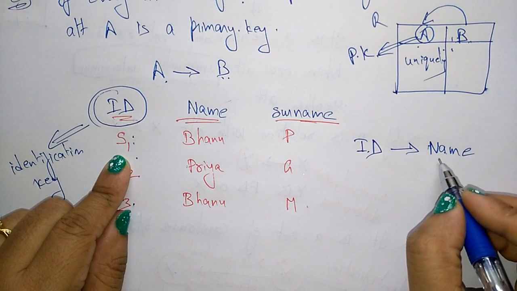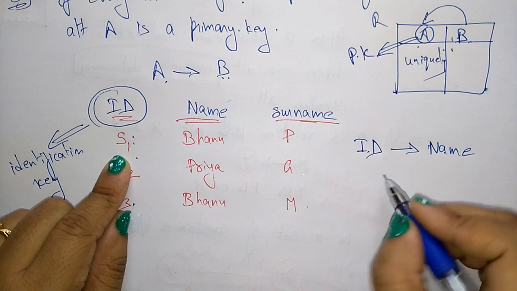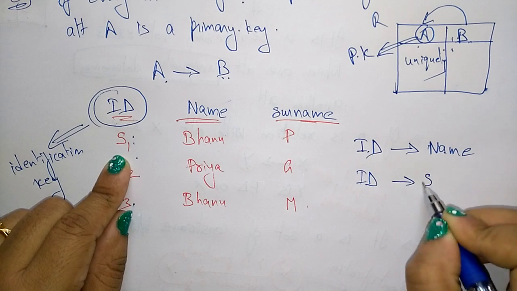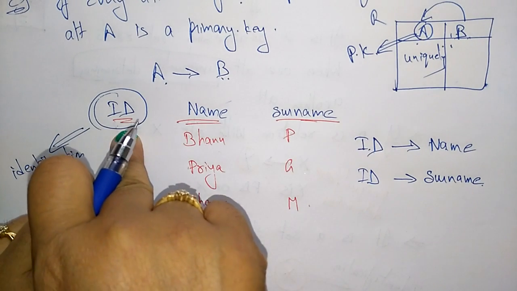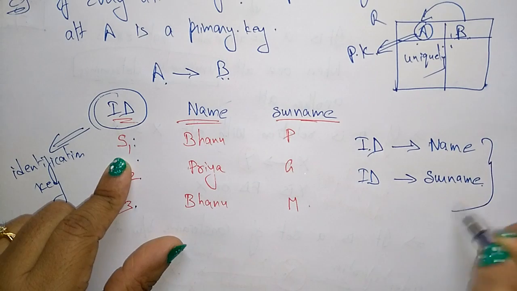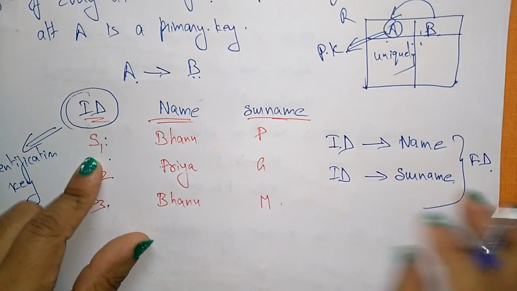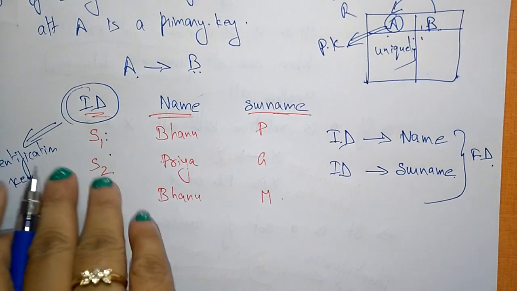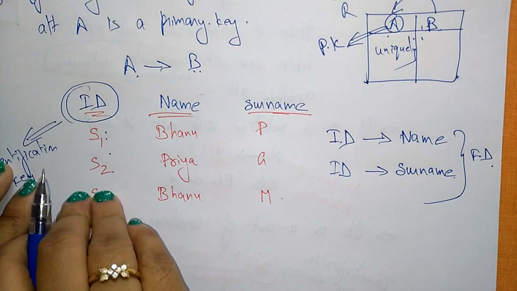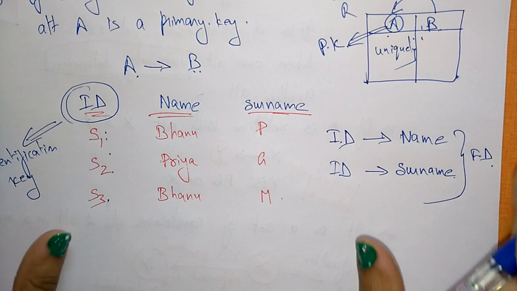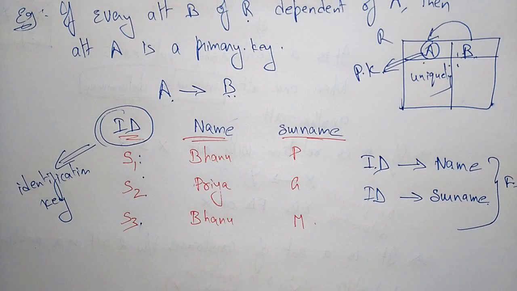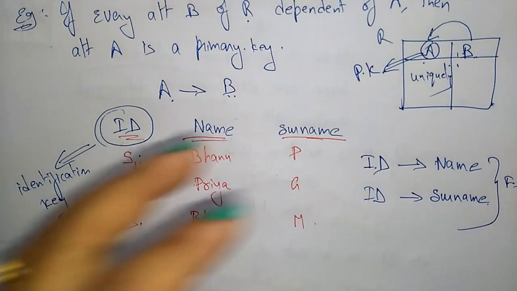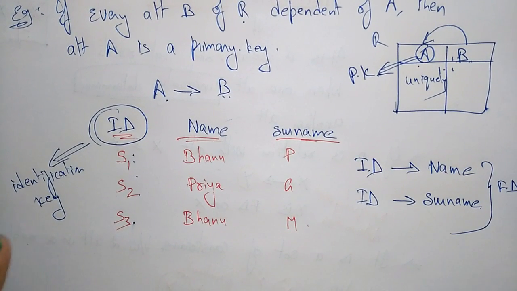So here the ID determines the name values. In the same way, ID points to surname, so surname is functionally dependent on ID. Then you can say this table is a functionally dependent table. These attributes depend upon another attribute, that is a key attribute. Then you can say it is a functional dependency. A relation that exists between those attributes is a functional dependency. I hope you understand what exactly functional dependency is. Okay. Thank you.